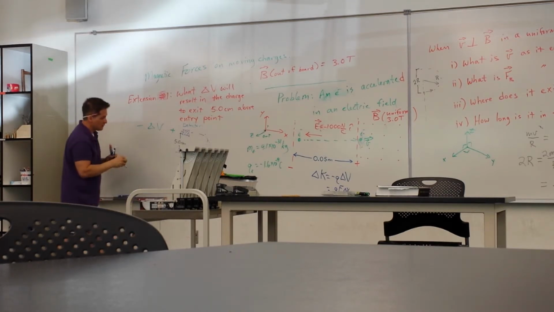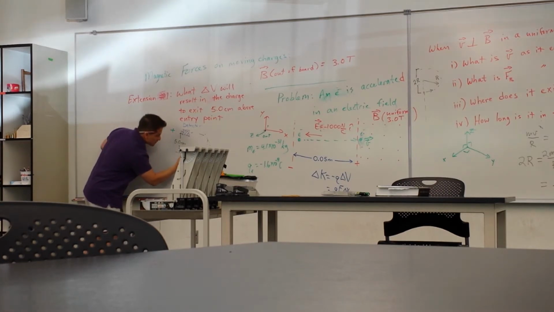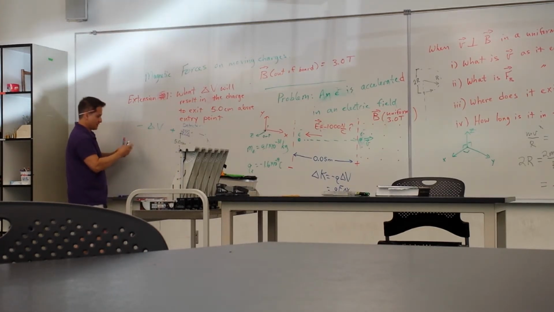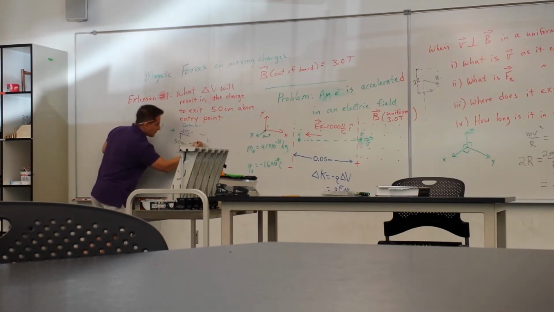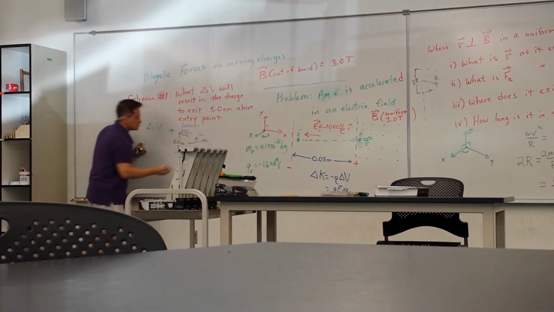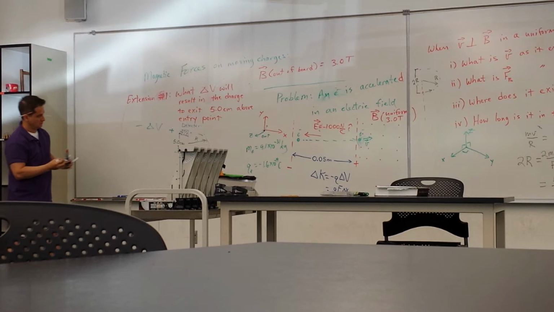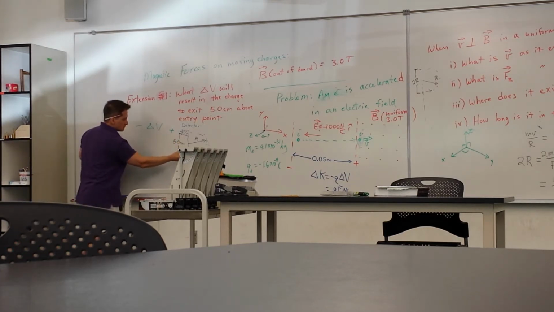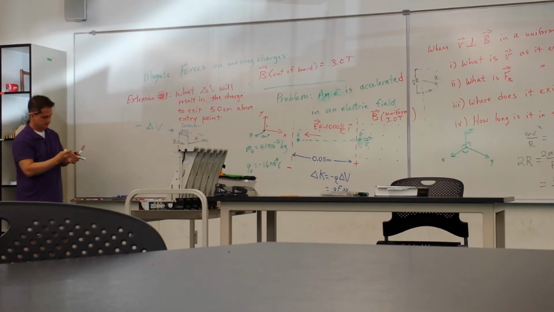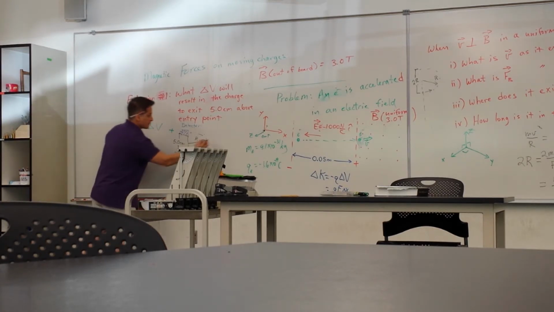Delta V over here, and we've got the charge right there. This radius is R. Something like that. And the B field is over here.